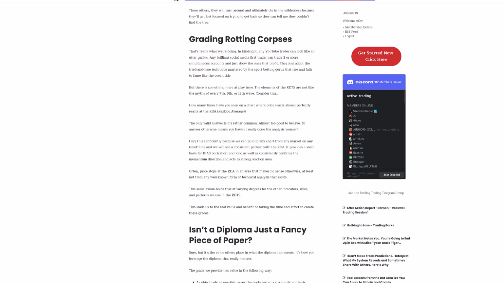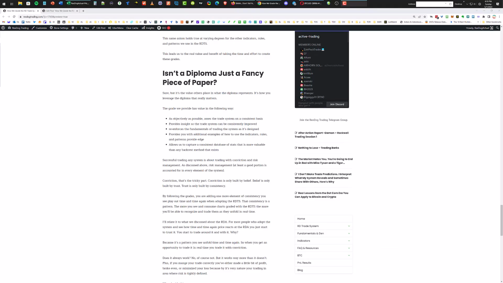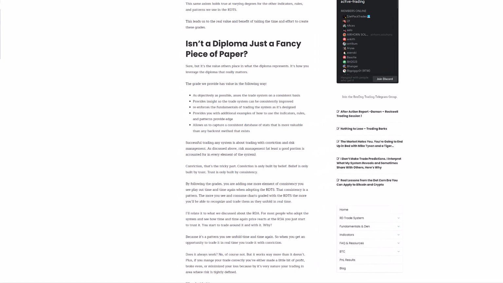This leads us to the real value and benefit of taking the time and effort to create these grades. You could almost look at these grades as like a diploma. But isn't a diploma just a fancy piece of paper? Sure, but it's the value others place in what that diploma represents. It's how you leverage that diploma that really matters.